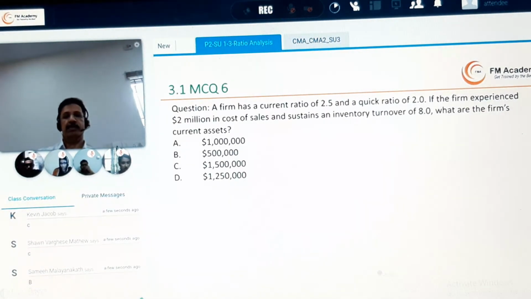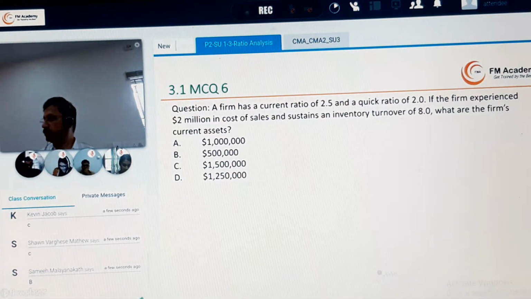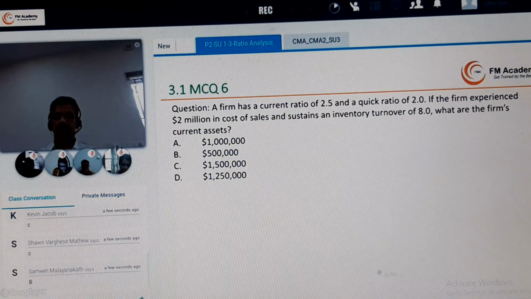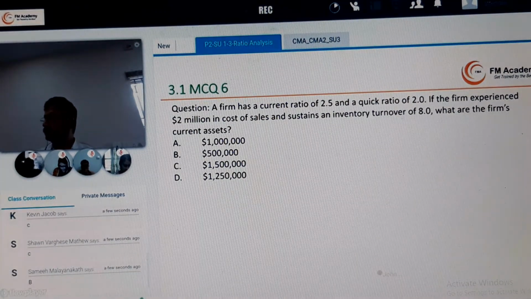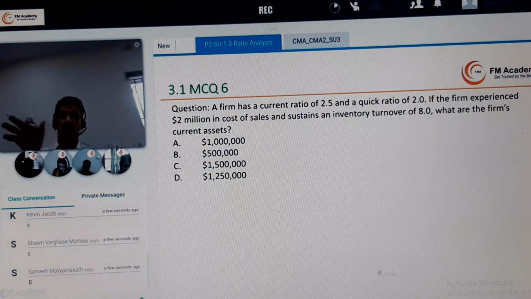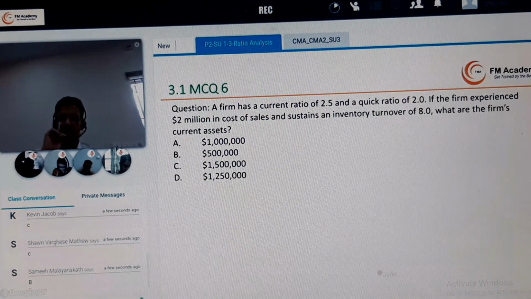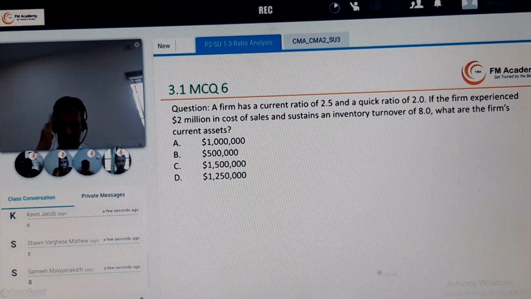Next, question number 6. A firm has a current ratio of 2.5, quick ratio of 2. So current ratio and quick ratio are given. So the difference is related to the inventory. I had told you that ratio. If you have current liabilities, immediately you can get the current assets. All that you should have in your mind.